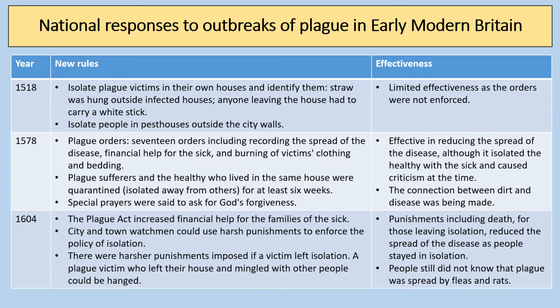1604, the Plague Act increased financial help for the families of the sick. This is right at the end of the rule of Elizabeth I, this one. City and town watchmen could use harsh punishments to enforce the policy of isolation. Harsher punishments imposed if a victim left isolation. A plague victim who left their house and mingled with other people could be hanged. Punishments included death for those leaving isolation, which reduced the spread of the disease as people stayed in isolation, but people still did not know that plague was spread by fleas and rats, so only limited effectiveness.